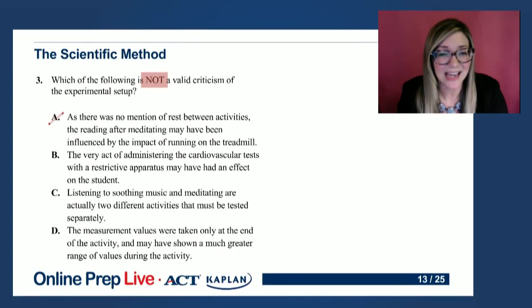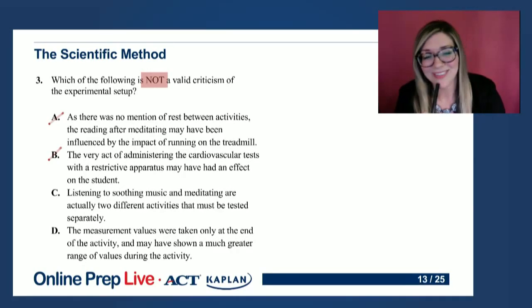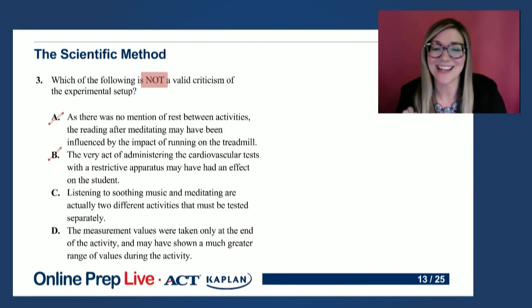Sounds like it to me. The act of administering the cardiovascular test with restrictive apparatus, yeah, that sounds like it could cause a problem. Again, if it's a valid criticism, we can eliminate it. All right, so I know that some of you guys are thinking, well, I don't really know about this, but I see a lot of you polling in. So go ahead and poll in.